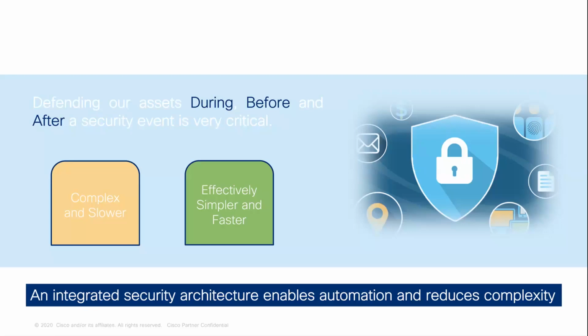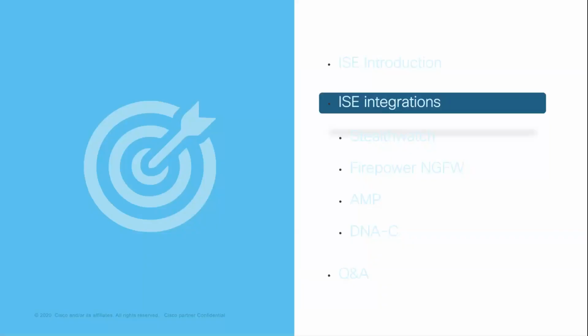When it comes to the simple, faster and effective way, integration is the word we should think about, because an integrated security architecture provides you automation and reduces complexity. So let's see how we can be in the second bucket with Cisco solutions, especially in this session, because our main discussion and talking point for today is what problems does ISE integration solve, and why do we need to care about it? So let's move on.